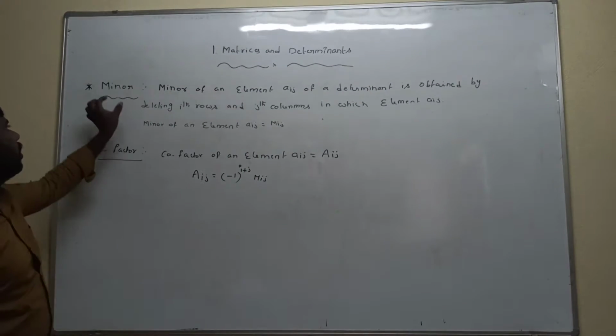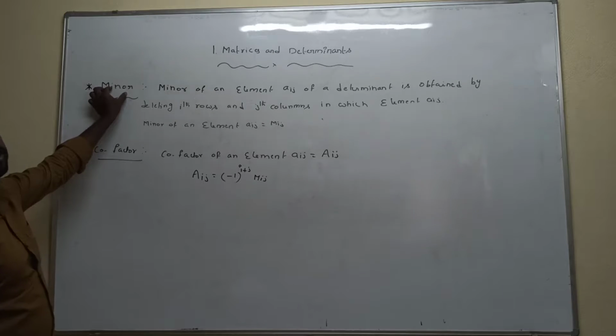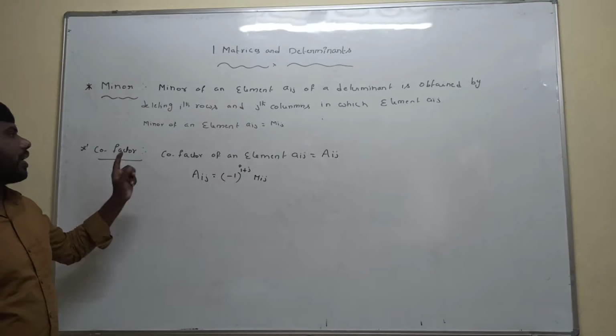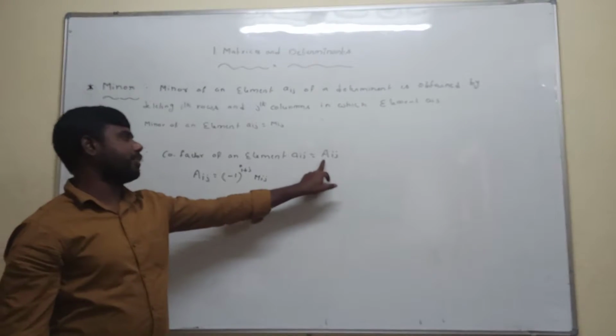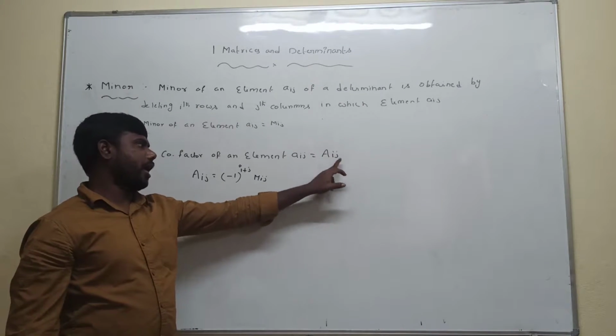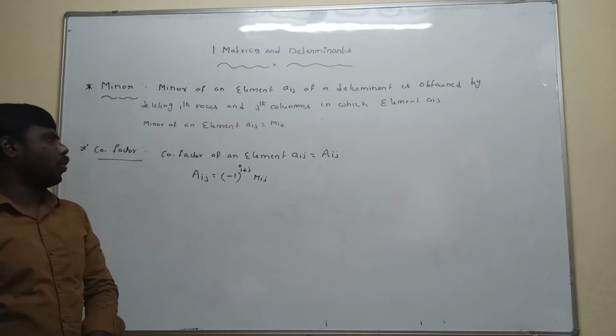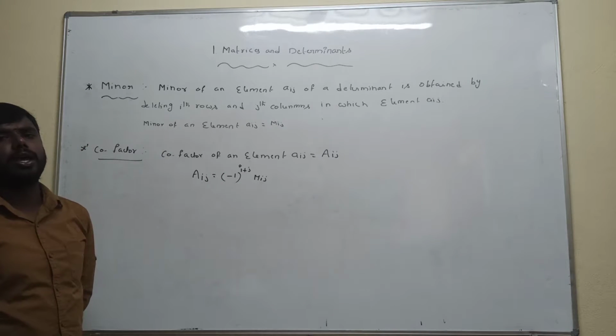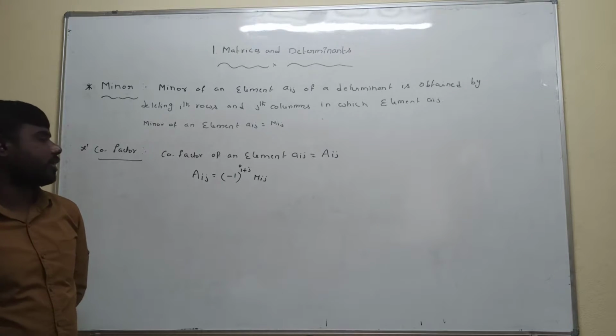So very simple. Minor of an element is denoted by capital Mij. Next, cofactor of an element aij is denoted by capital Aij. The Aij formula is -1 whole to the power of i plus j into Mij. How to find a cofactor? See the example.